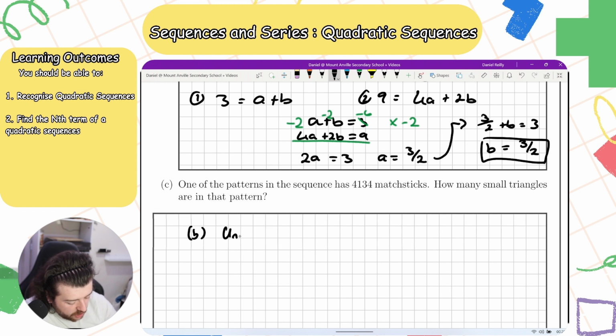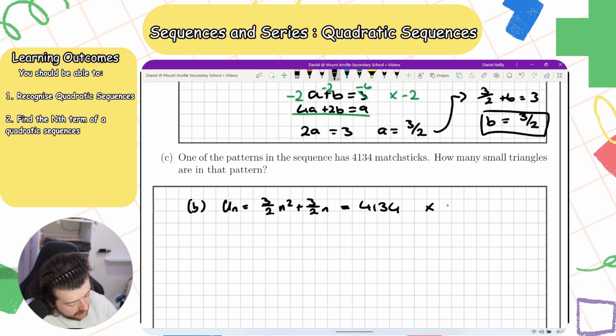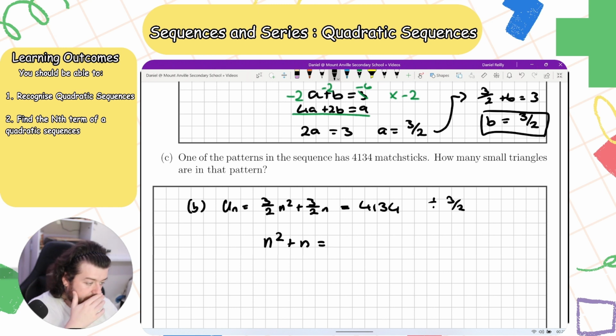So we have un is equal to 3 over 2 n squared plus 3 over 2 n. I'm going to let that equal 4,134. Divide both sides by 3 over 2. I'm going to get n squared plus n is equal to 4,134 divided by 1.5, which is 2756.